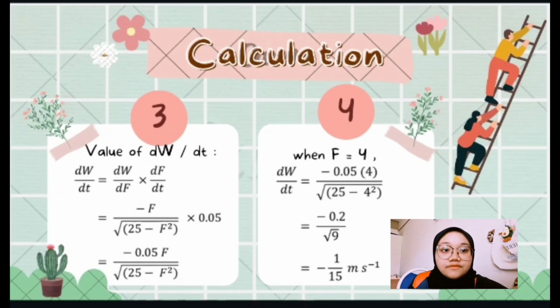So after we have substituted the value, we will get dw over dt, which is negative 0.05f over the square root of 25 minus f squared. So we will substitute f equal to 4 in this equation. So we will get negative 1 over 15 meter per second for how fast the top of the ladder is sliding down when the bottom of the ladder is 4 meters away from the wall.